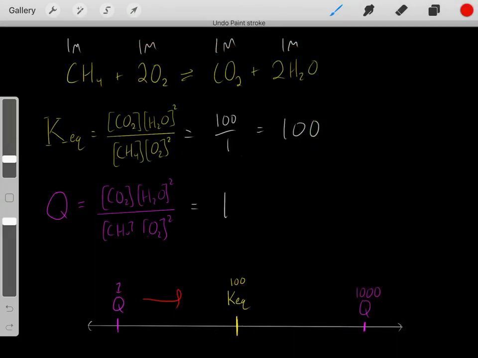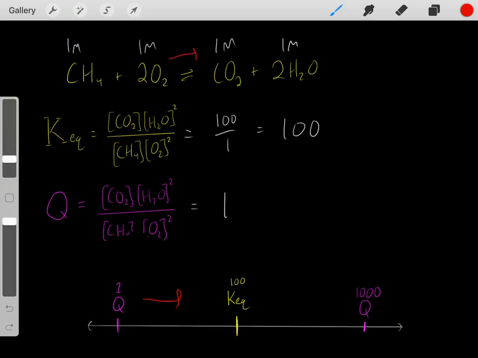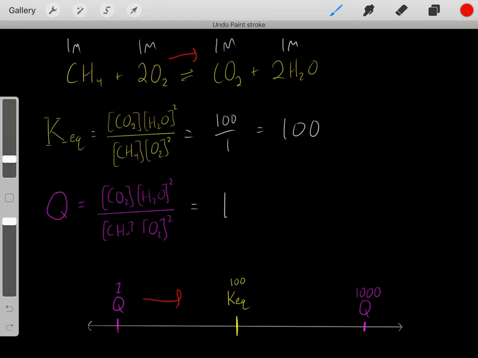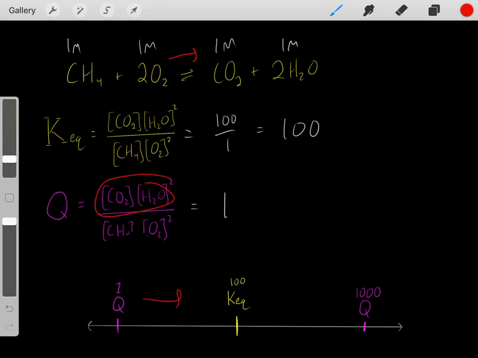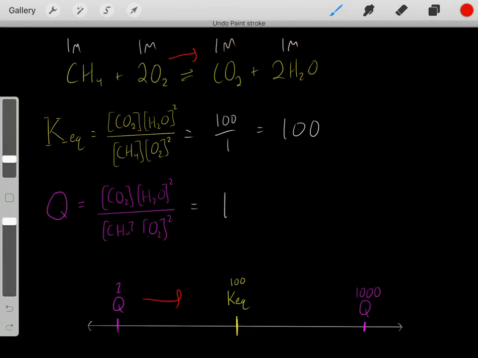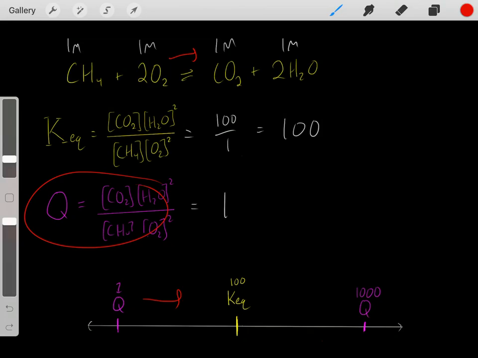In these conditions, this reaction wants to go to the right towards equilibrium to create more products. And as it creates more products, this numerator will increase, and we'll keep creating more products until this ratio reaches 100, and then we're at equilibrium. So again, this reaction quotient just tells us a snapshot picture of where the reaction currently is on its way towards equilibrium.